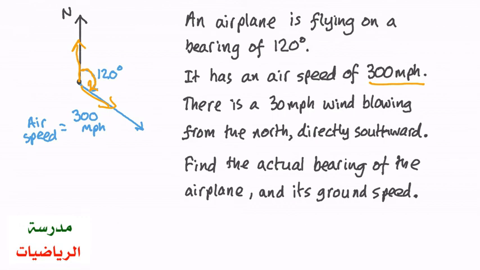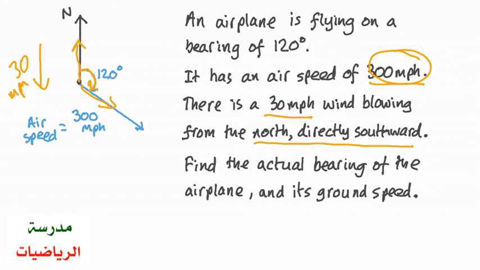Now the next sentence says that there's a 30 mile an hour wind blowing from the north directly southwards. So we've got a 30 mile an hour wind blowing in this direction. So if it's travelling 300 miles per hour relative to the air around it, that air is travelling southwards at 30 miles an hour to start off with. So that's an additional component of velocity in the southward direction. Now we've got to find the actual bearing of the plane and its ground speed. So we're going to represent all this information in a vector diagram, and then we're going to use some of our vector knowledge that we've gained in order to solve that problem.